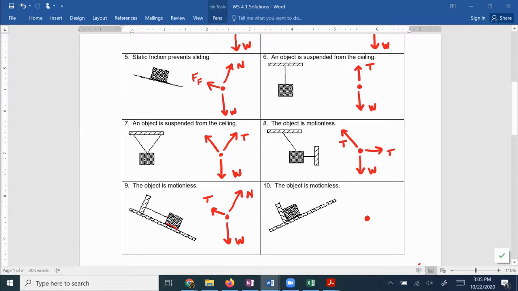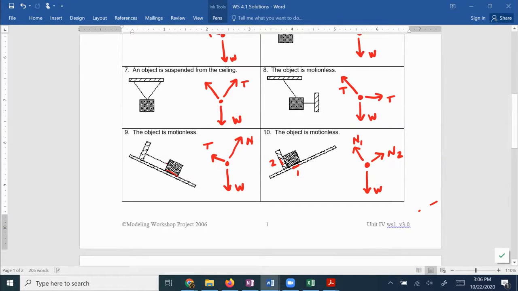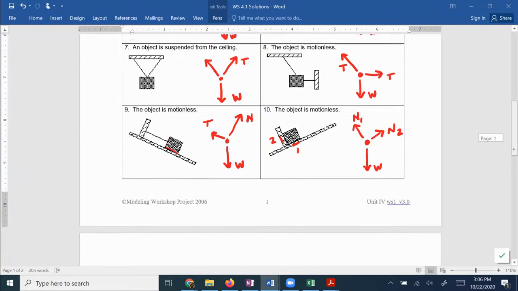Number 10, same idea, right? We obviously have the weight force, force of gravity. Then we have two surfaces, right? It's touching this surface and that surface. So each surface is going to apply a normal force perpendicular to it. And let me just label these surface 1 and 2. So that would be N1 and N2. It's not necessary to have the 1s and 2s. That's just to show you which of those surfaces is applying which of those normal forces. So you don't need to have N1 and N2. It's just there to show you which one's which.